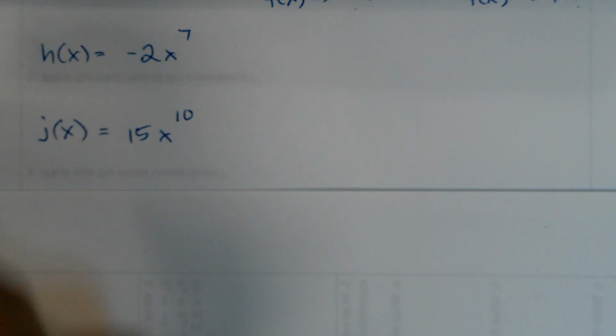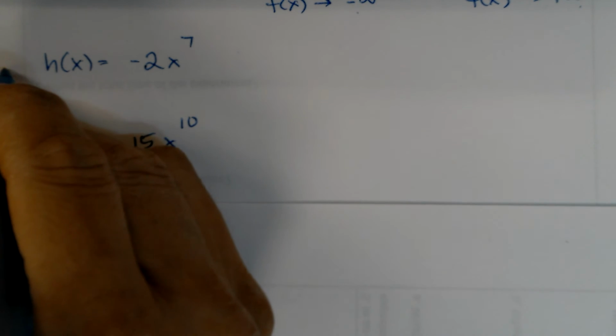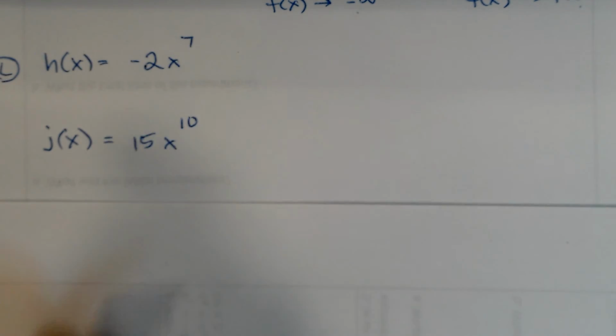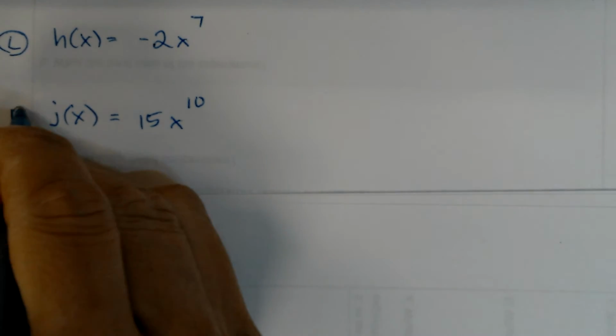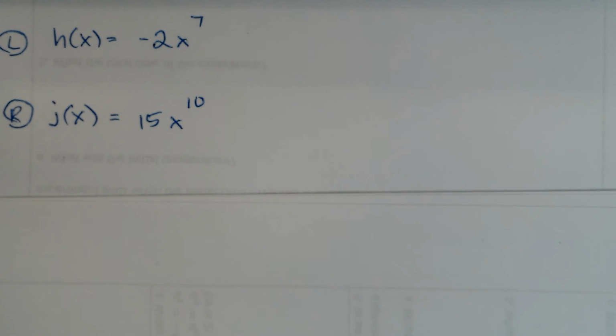Okay, to wrap things up, I want the left-hand person to determine the end behavior of this function, and the right-hand person to determine the end behavior of this function here.